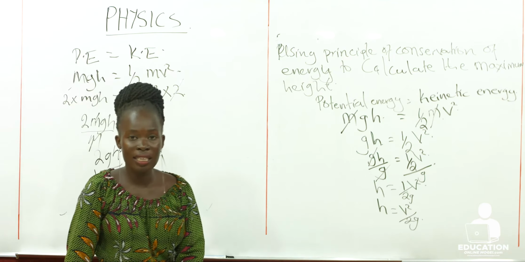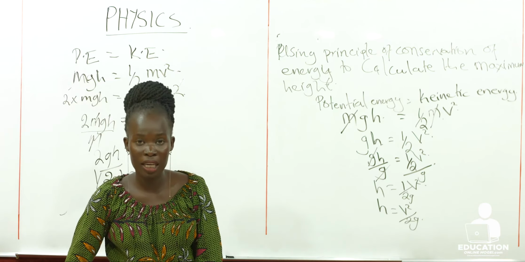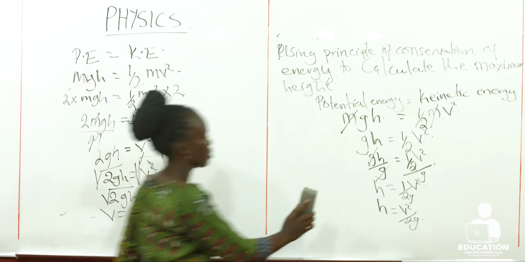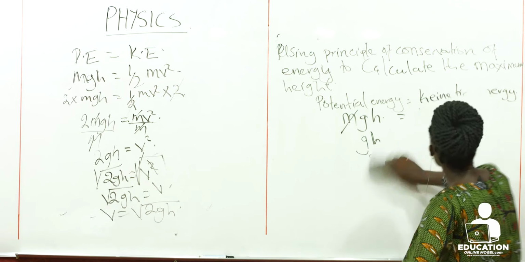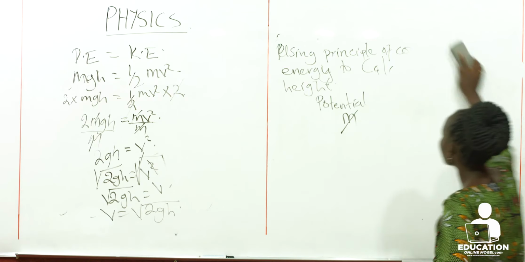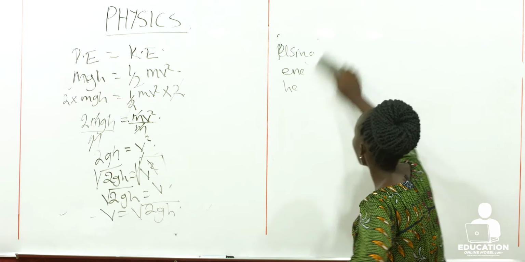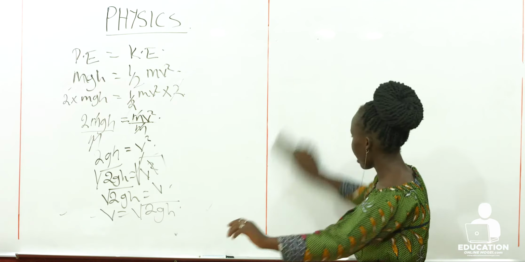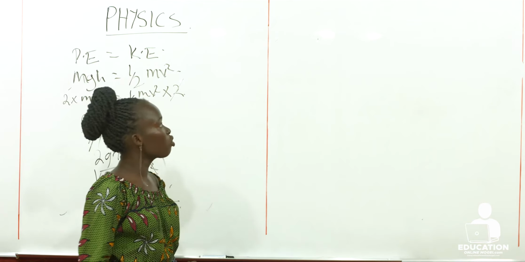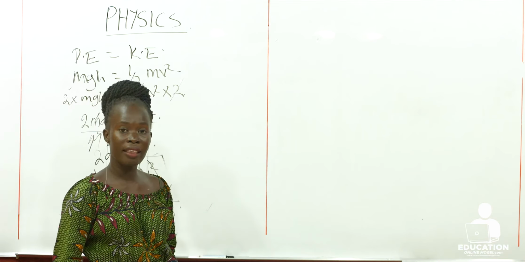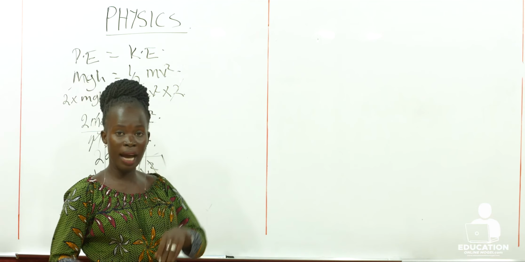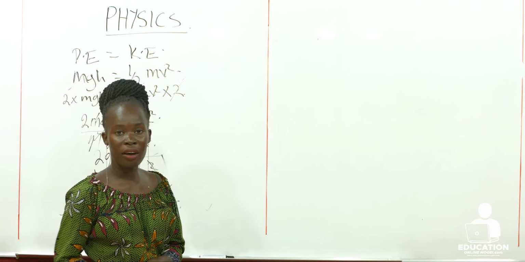There is also another thing we need to know, which is the time of flight. How do you calculate the time of flight? The time of flight is the total time taken for the body to move from the point of rest until it hits the ground. And the time taken to move from the ground up to the maximum height is equivalent to the time it will take from the maximum height until it reaches the ground.